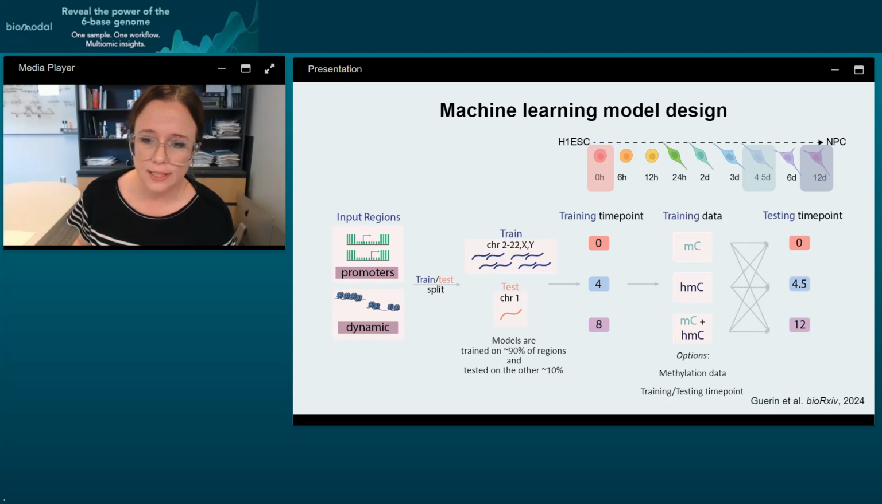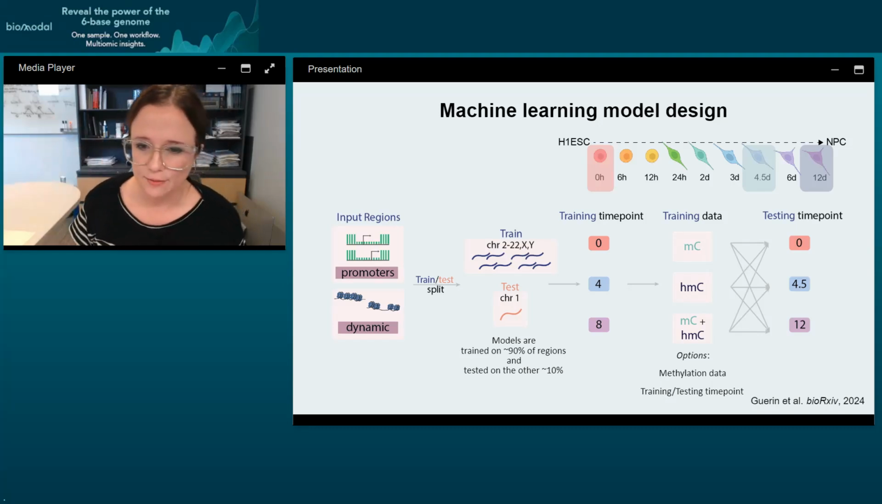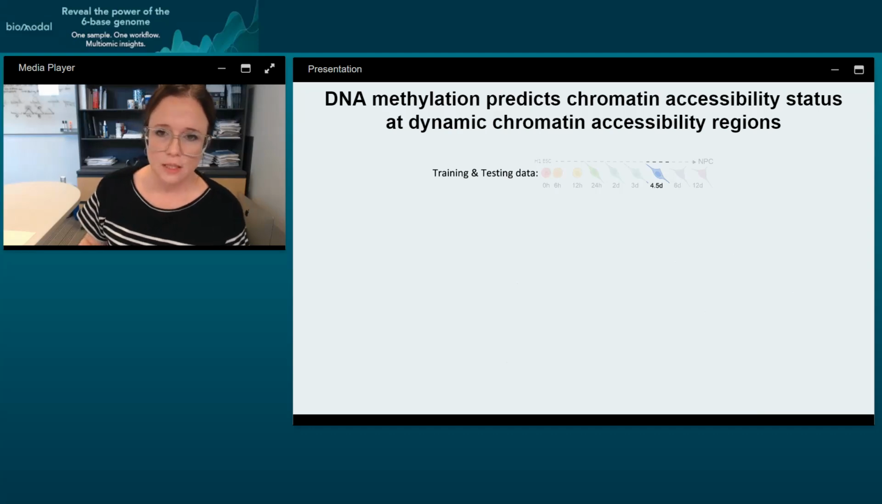And the training data that we used was either methylcytosine data from 6-base, the hydroxymethylcytosine data from 6-base, or a combination of the 2. And then we tested on different combinations of training time points and testing time points. So we did many combinations of testing and training data, but I'm just going to show you some examples from one of them.